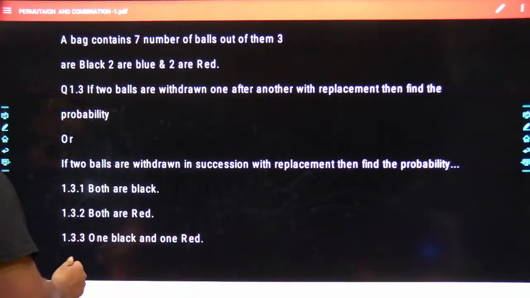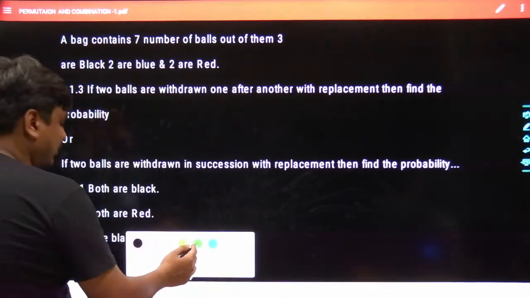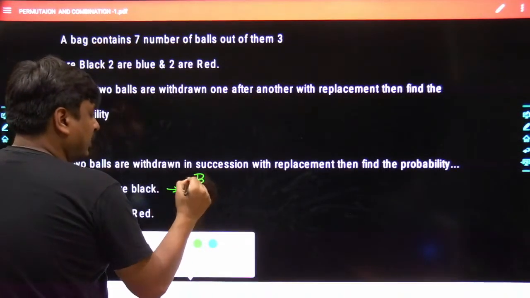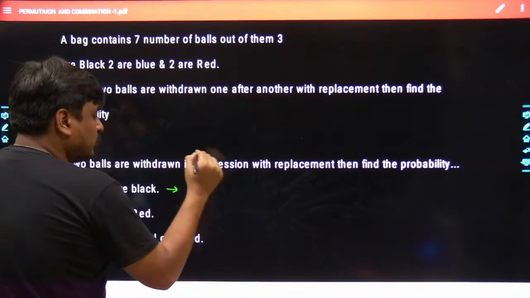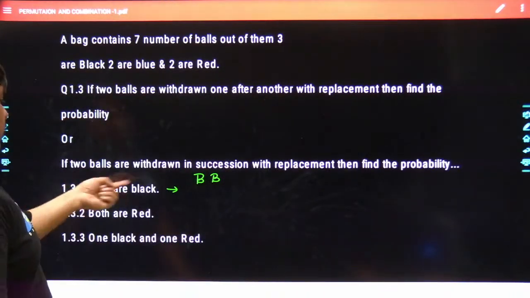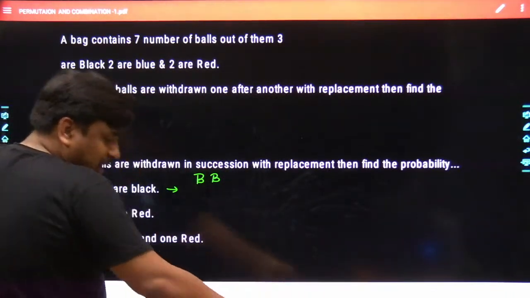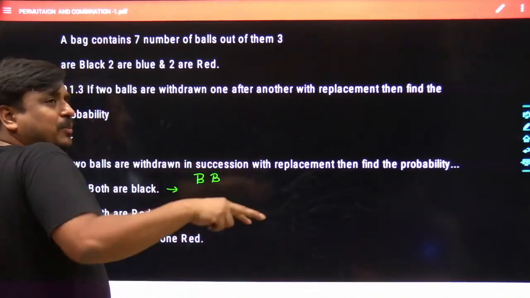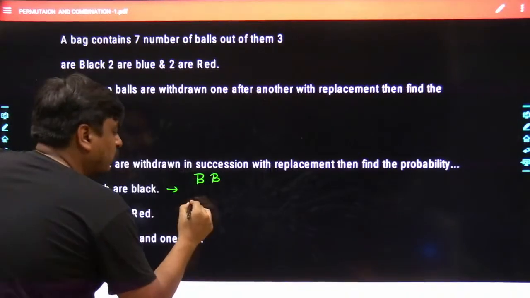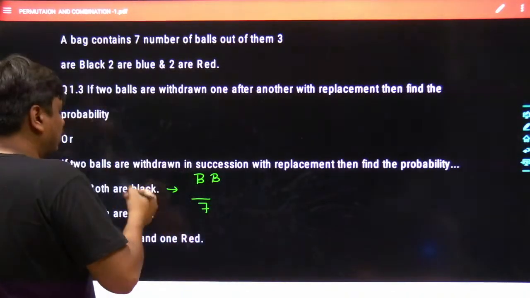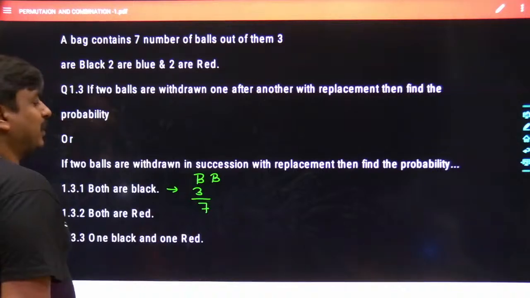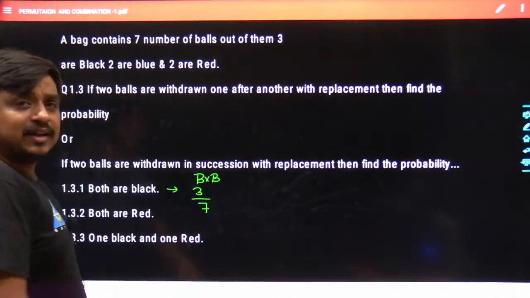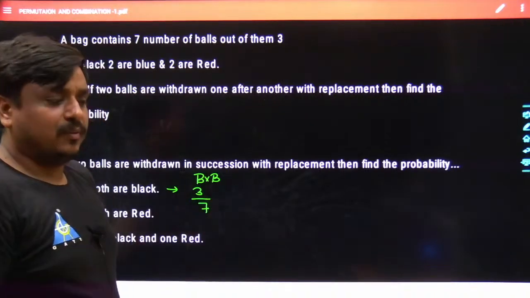Here goes: both are black. May I know what the situation should be over here? Both are black. That means I want the first to be black and I want the second also to be black. Once we take the first ball out, what's the probability that the ball would be black? Out of 7 balls, how many black balls did we have, my dear friends? The 3 black balls we had. And obviously, because we want the first ball to be black and the second ball also to be black only.